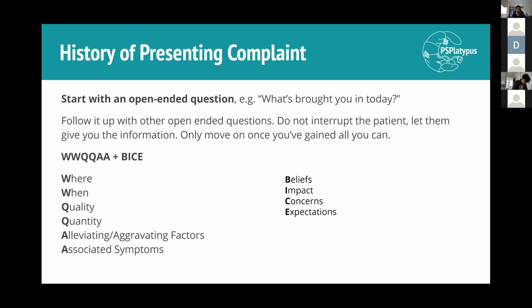So we have a little mnemonic here, which is WWQQAA plus B ICE. The first six are basically the main characteristics of the disease, and then B ICE is more about the patient themselves. So Where is usually for things like pain or sensation. Like, where are you feeling the pins and needles? Where are you feeling the pain? When: when did it set on? On the next slide we'll talk a bit more about the specifics of when, because that can get really important. The characteristics of how it set on, is it getting better or worse, all of that sort of stuff.